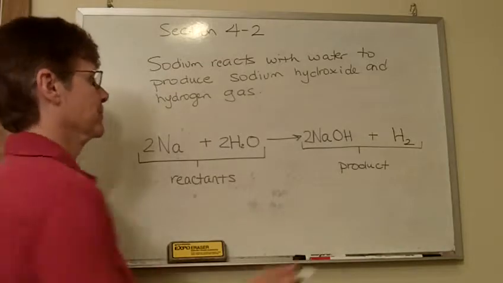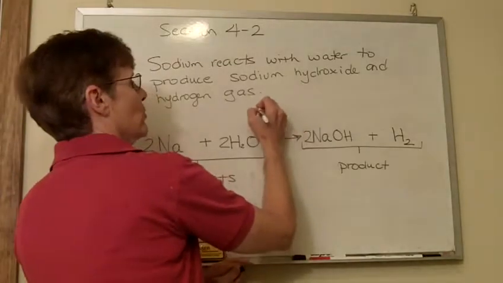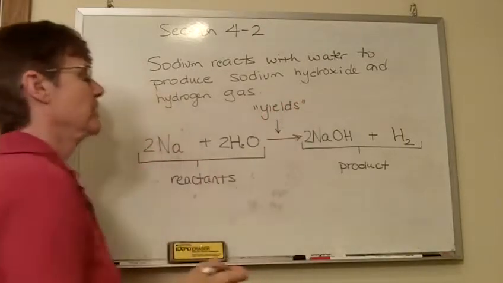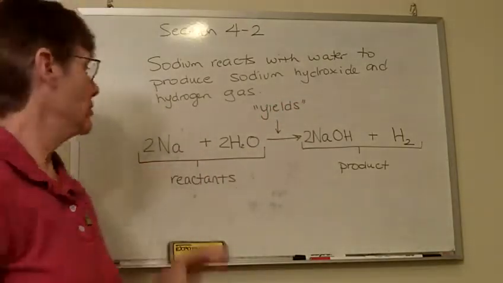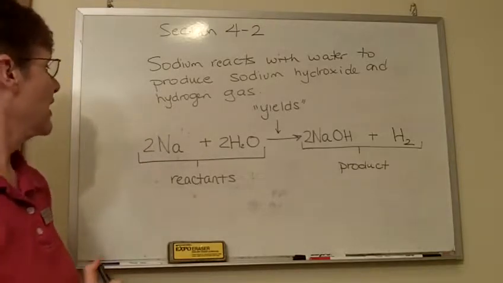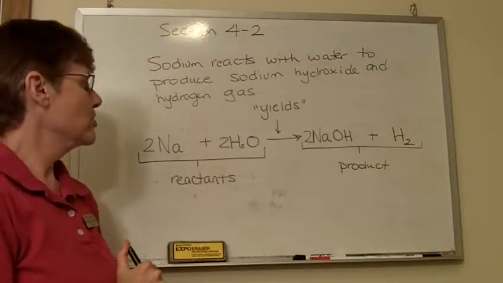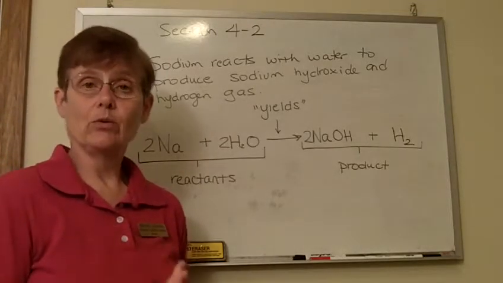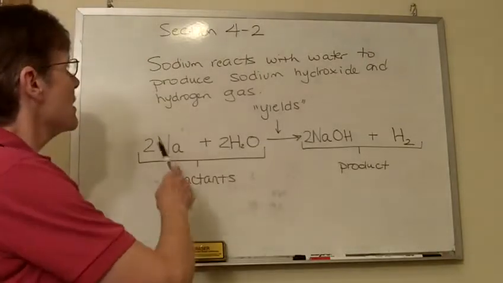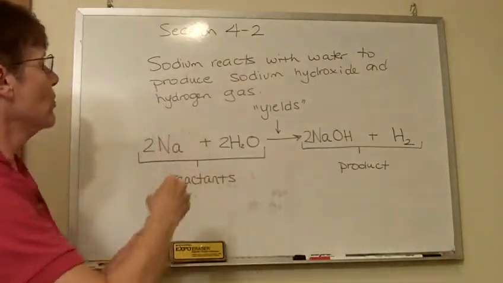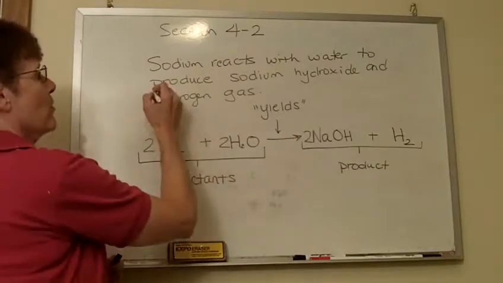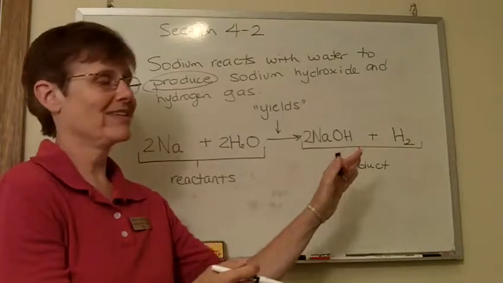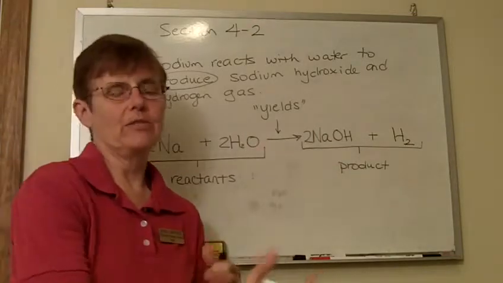Now how about that arrow? If you were reading this, you would read yields. So if I were to be given this, I would say 2Na plus 2H2O yields 2NaOH plus H2. That's how you would read that. If you're using a word equation, they often will say something like to produce, and that's your hint that now we're moving on to products, or to make, or to form, something like that.